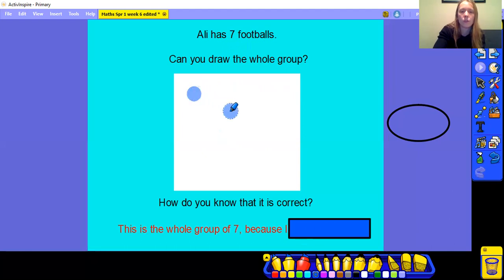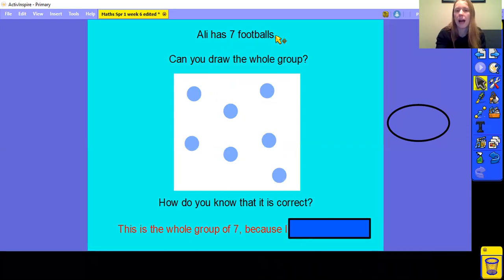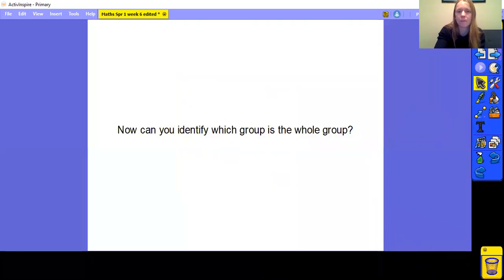1, 2, 3, 4, 5, 6, 7. So Ali has 7 footballs. There are 7 footballs in this group. Is it the whole group? Yes. How do we know that it's correct? We know that this is the whole group of 7 because we have all of them. Well done if you got that right.